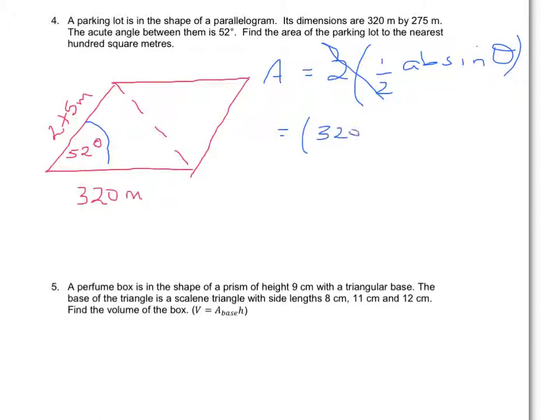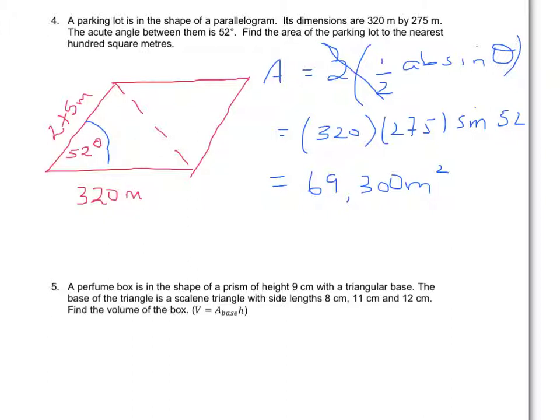Well, if you get AB sine theta, simply plug in what I know. That's 320 times 275 times sine 52. I used my calculator, and when I do that, I should get out 69,300 meters squared. Awesome. Try the next question.